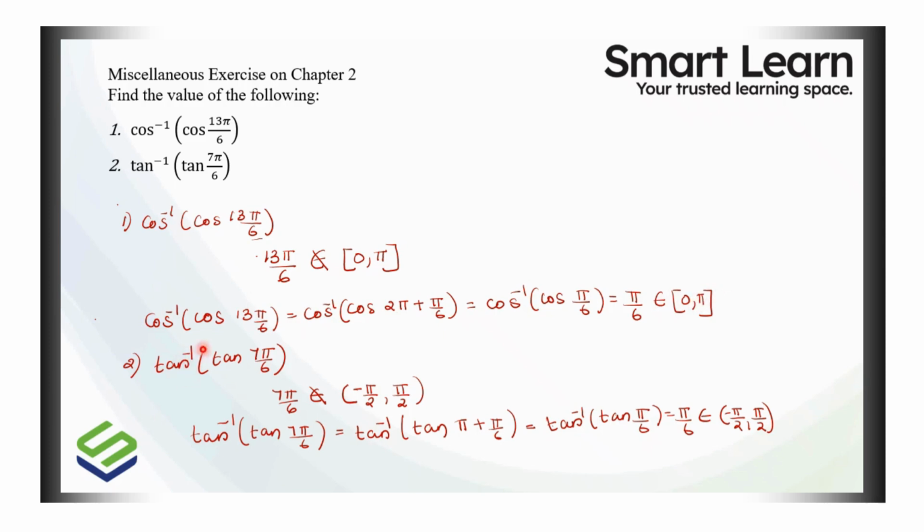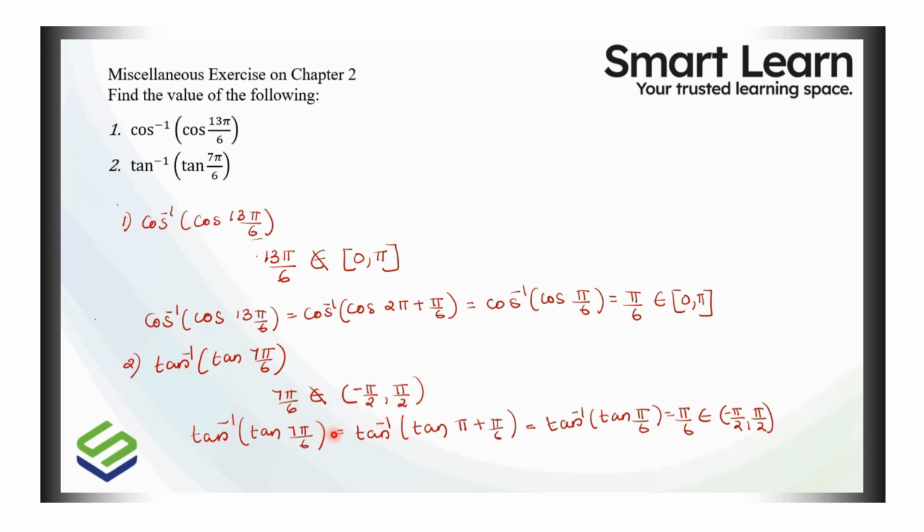Next question is tan inverse of tan 7 pi by 6. First you have to check whether this belongs to the principal value branch. The principal value branch of tan inverse function is what? Minus pi by 2 comma pi by 2. So 7 pi by 6 is like 7 into 30. 7 into 30 is 210. So it does not belong to this interval.